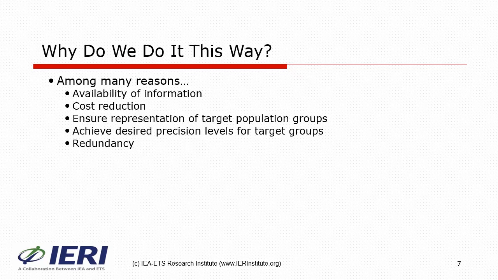The selection within each country varies, and this will depend on the availability of information and also cost reduction techniques that would be applied in each country. We also want to ensure representation of the different target population groups. We want to achieve desired precision levels for target reporting groups, and we want to build some level of redundancy in the sample so that we do not waste the time of an interviewer heading to a neighborhood and not finding the person that they were supposed to interview.